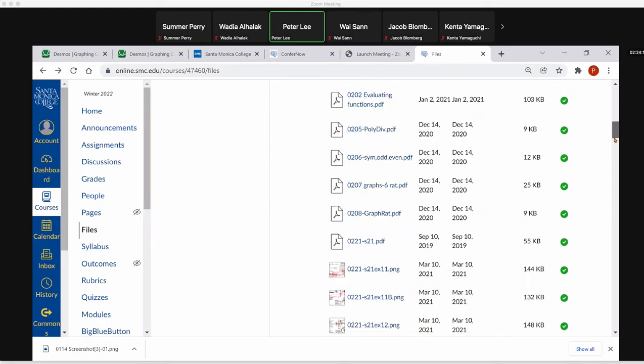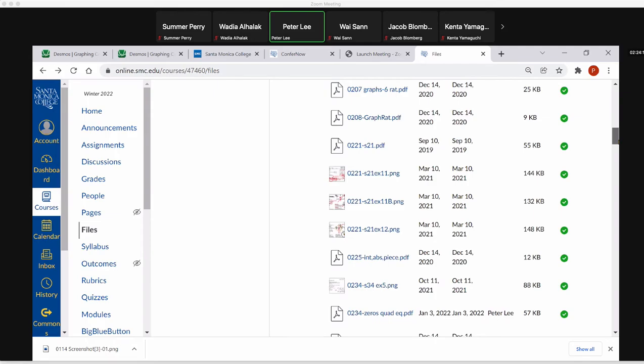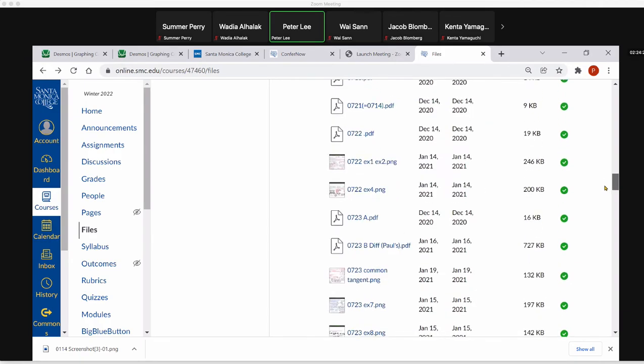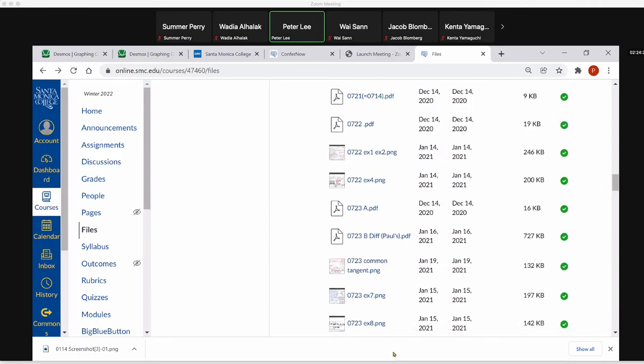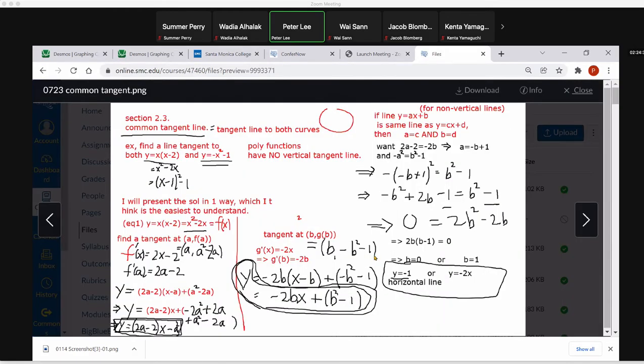Now, what I like to do is let me continue. Let me get the argument here. What is the question here? Section 2.3. Okay, so we have 2.3. There's a file called 0723 common tangent.png. This is actually a note from my last semester. Let me now go over this one problem.